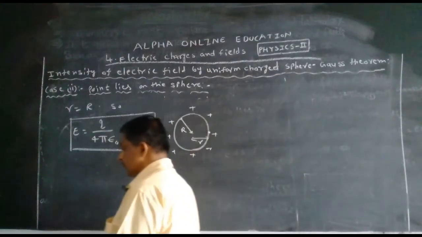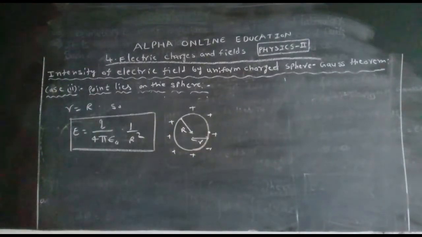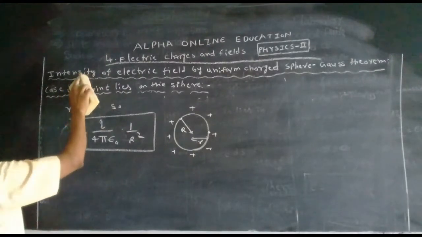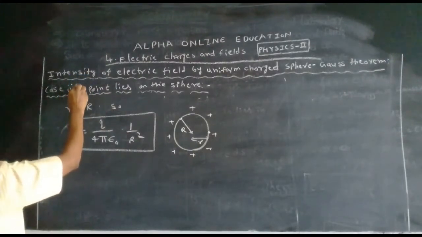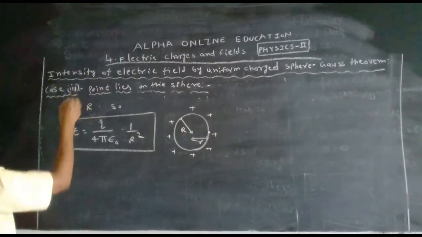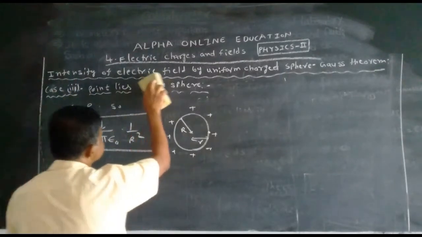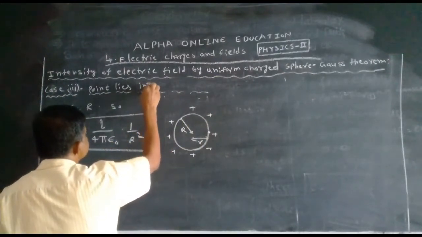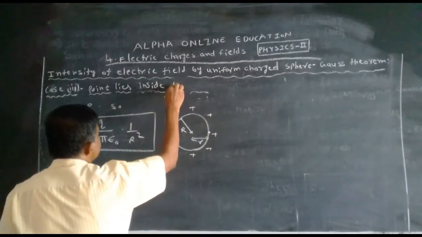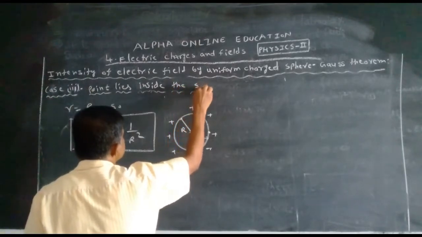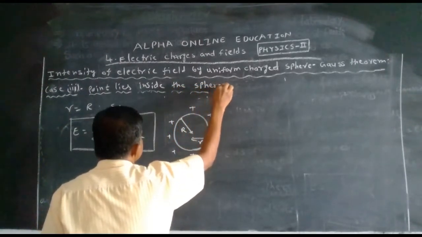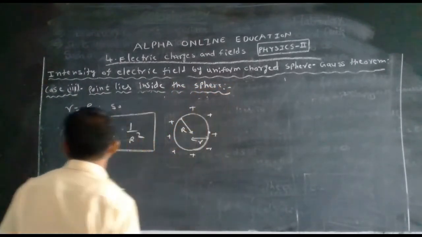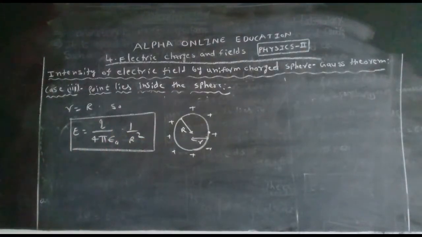Right. Now, the last one, the third case: the point lies inside the sphere. This is case 3. That's why it is important for 8 marks.